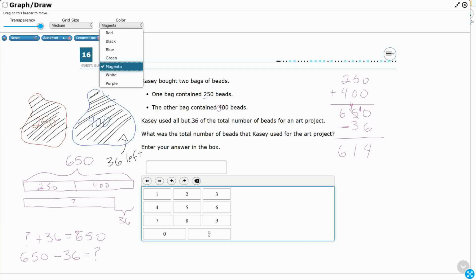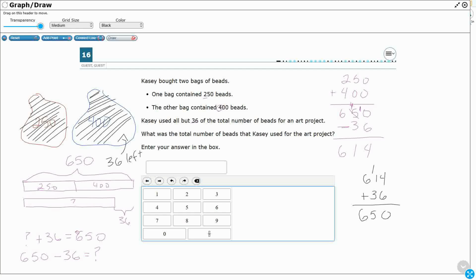How do I double check? Well, let's take our 614, and then we're going to add back our 36, and that should get us up to 650. So you can always double check your work. That's 10, that's 4, that's 5. There we go. So 36 is going to work.